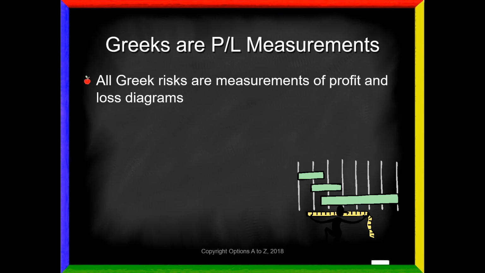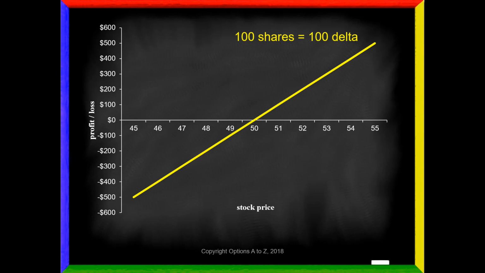But your broker's platform will show you the shape of that expiration graph and the current graph depending on your strategy. And these Greeks are just measuring those price changes. So for instance, if you have shares of stock, this is what your profit and loss diagram looks like. It's a straight line and always will be.